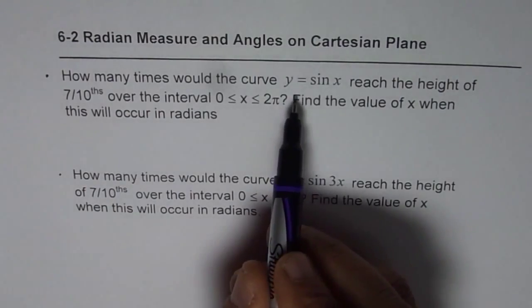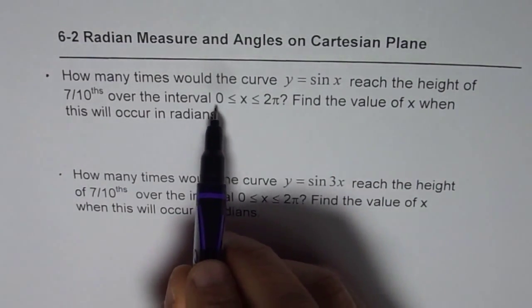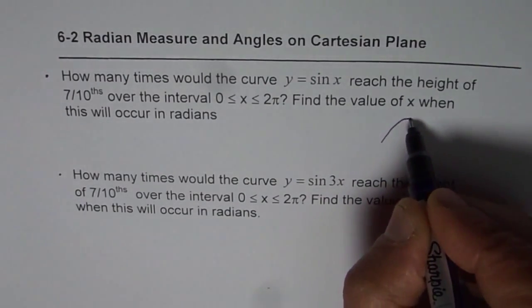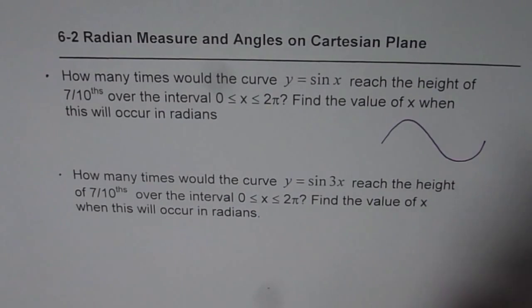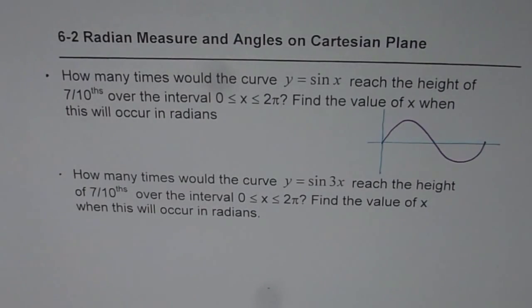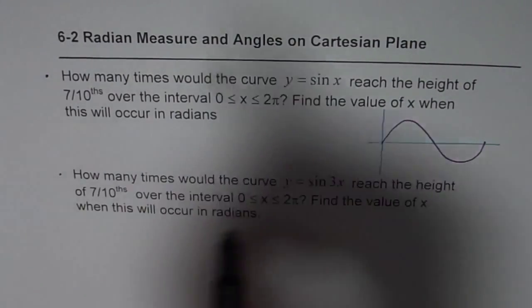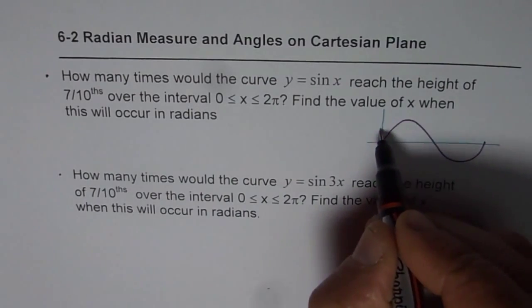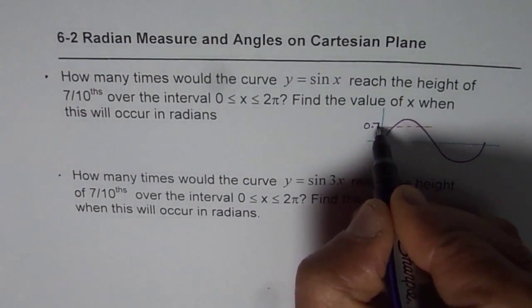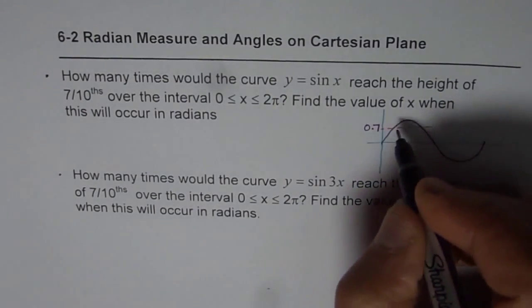Let's try to understand the question. So we are talking about 0 to 2 pi. There will be one sine wave within 0 to 2 pi. So let me sketch that sine wave. Let us say this is the sine wave, within the interval 0 to 2 pi. Now, the question is, how many times would this curve reach the value 7/10? Let's say this is the full value and this is 7/10. That means we are looking for a value which is approximately or exactly 0.7. This is what our question is.